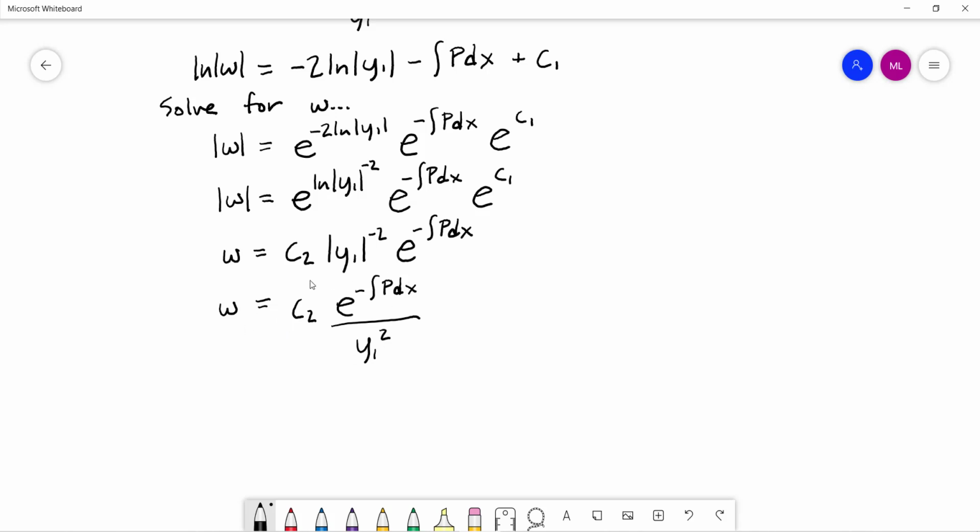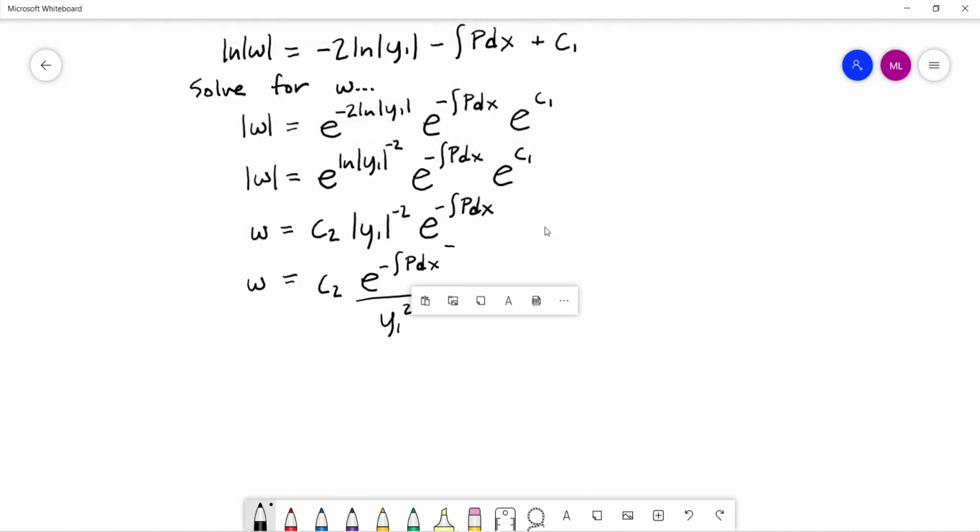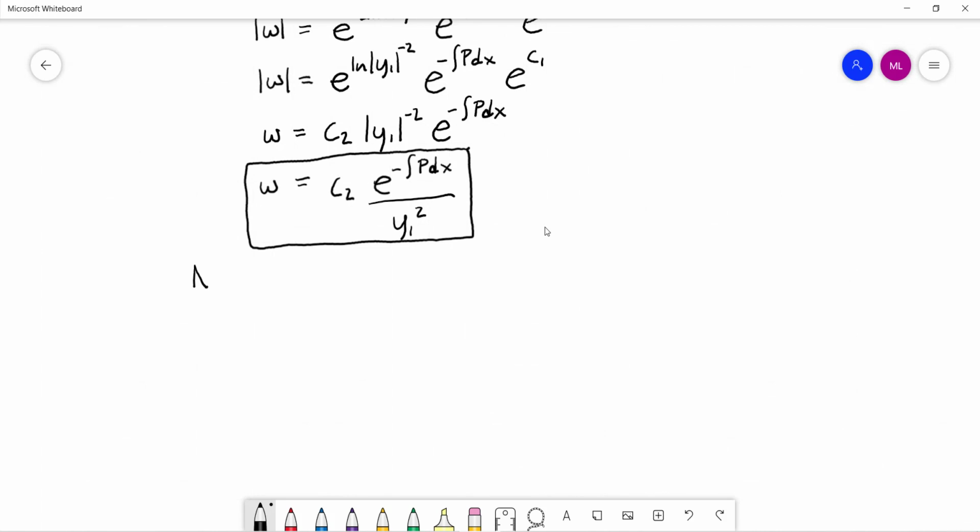And we have now an expression for what w looks like. Here is an expression for w. So this is not our answer, but it is our answer for what w looks like. Now find u.